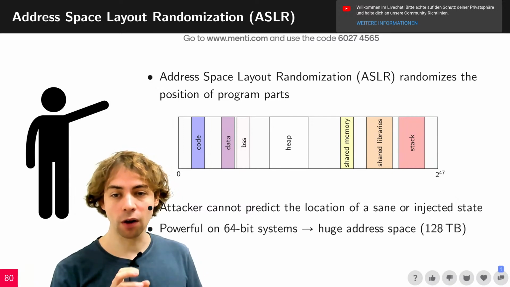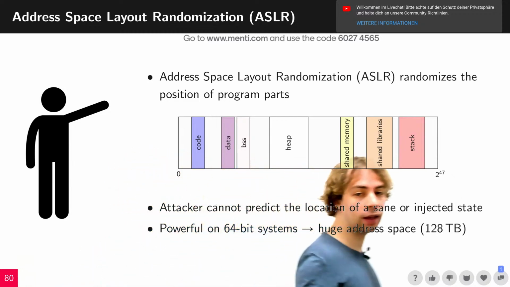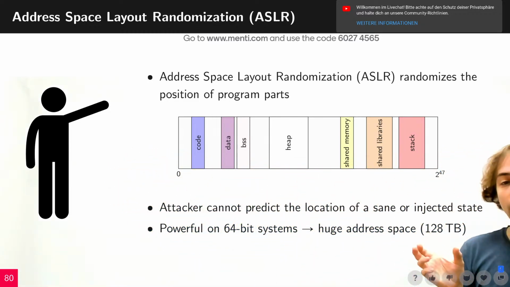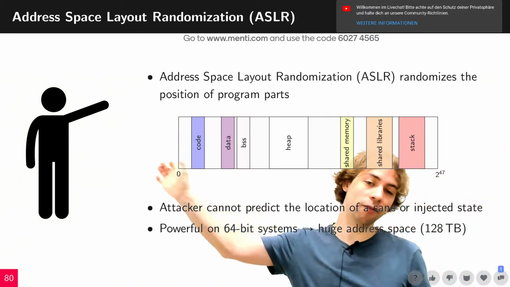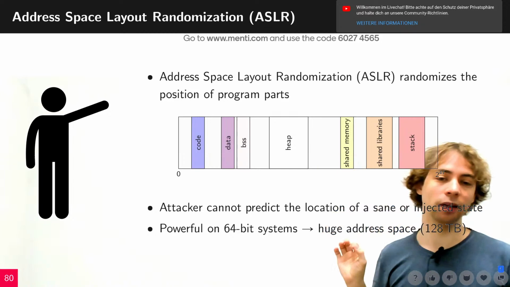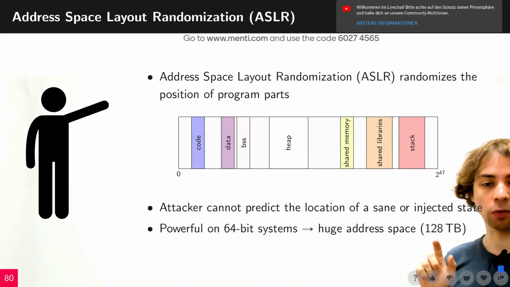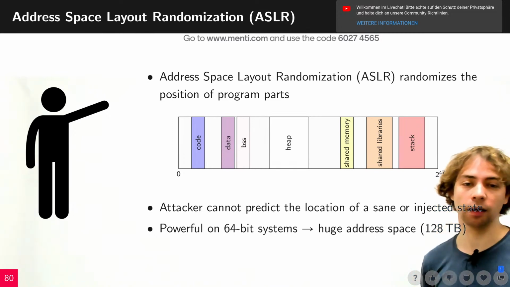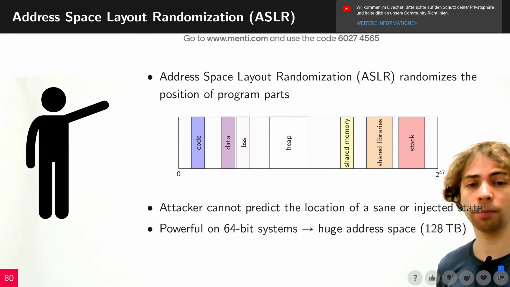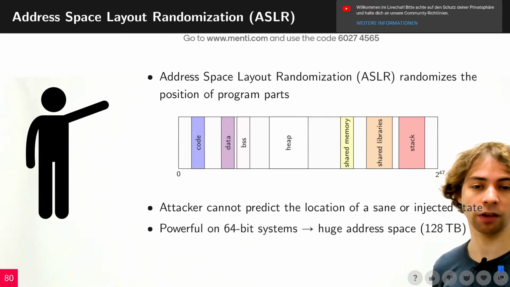This is powerful on 64-bit systems because on 64-bit systems the user space has 128 terabytes of size, and that means it's very difficult to predict where exactly your function will be. And this will even increase, so the next generation is already there with 64 petabytes of address space for the user.